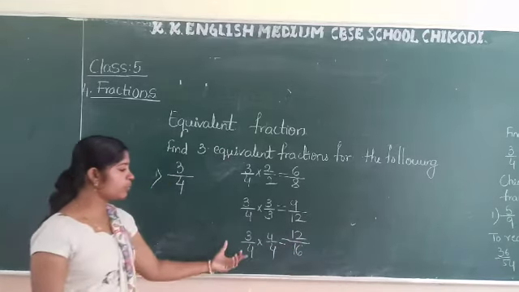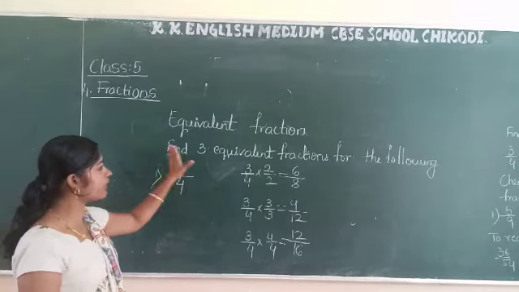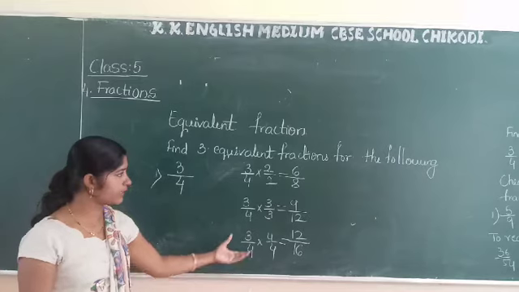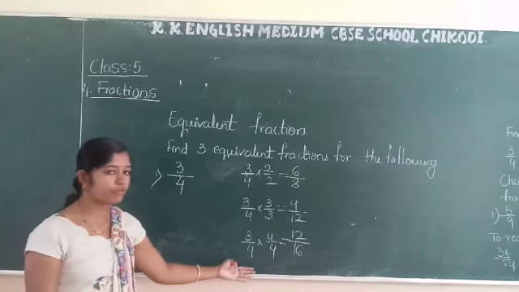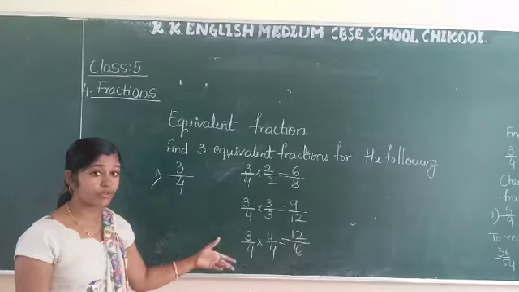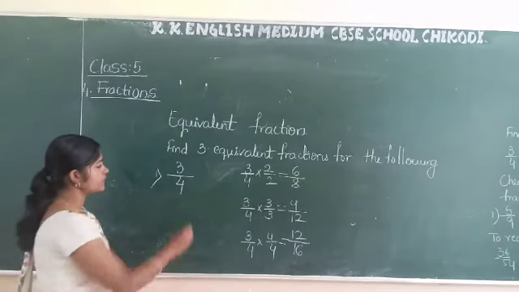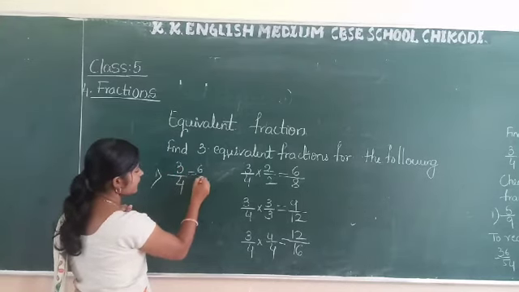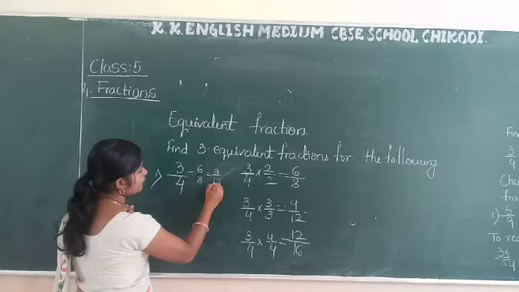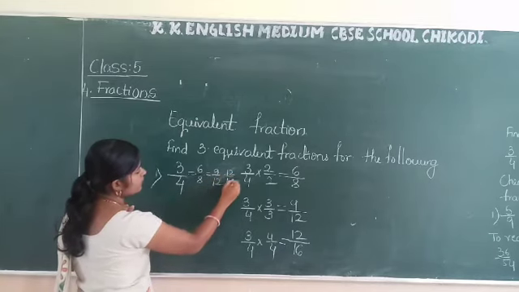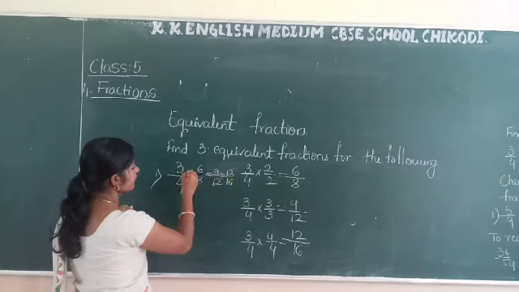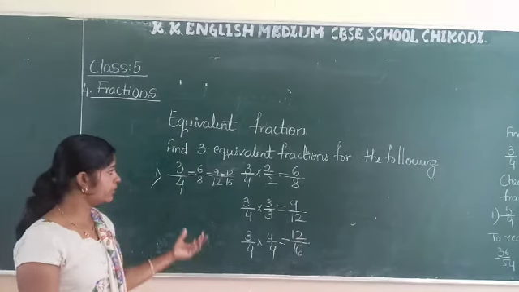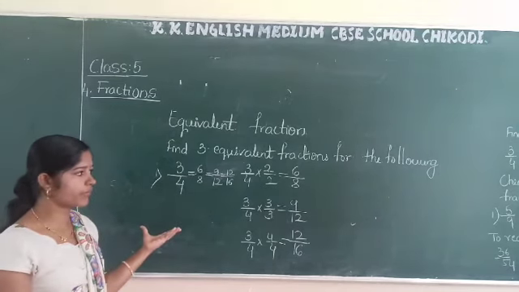I took up to 4 because they asked the question, find 3 equivalent fractions for the following. So I took here 3. If they ask for more, you take 5 by 5, next you take 5, 6, 7, no problem. So the equivalent fractions of 3 by 4 are 6 by 8, next 9 by 12, next 12 by 16, and in the middle you give the equal sign because they are equivalent fractions, they are equal to each other. This type you have to find the 3 equivalent fractions for the following.